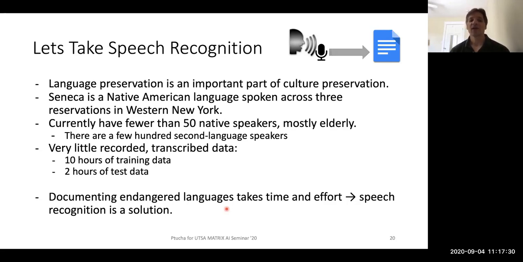And so now we have a few hundred second language speakers, but still those native speakers who have all those great stories and all those myths and all the Bible stories and the heritage passed on from generation to generation, it's being lost. Matter of fact, another interesting tidbit about Seneca is that they didn't even have a written version of the language until the 1980s.